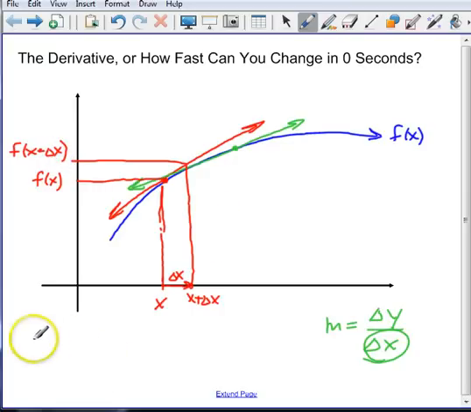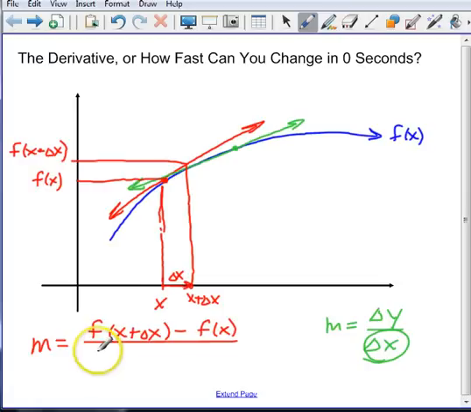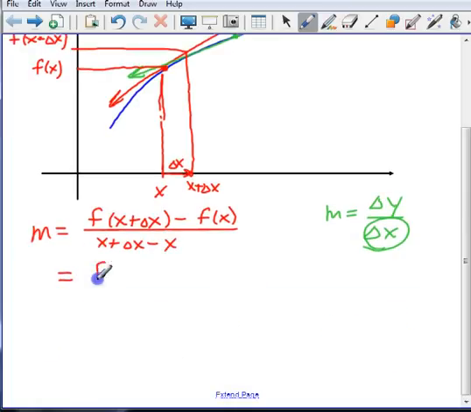Okay? So that means that our slope is going to be our change in y. So that's f of x plus delta x minus f of x, that's change in y, over change in x. That's x plus delta x minus x. And the x's cancel, and we get f of x plus delta x minus f of x all over delta x.